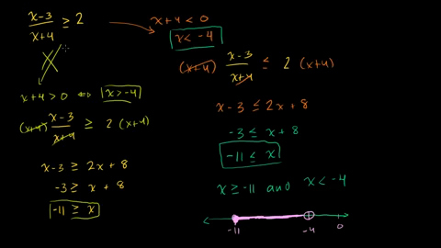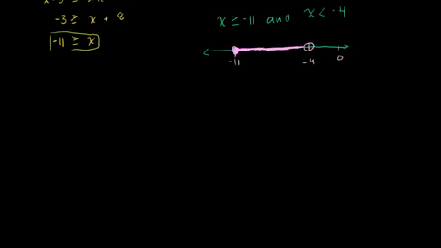Now let's do it the other way. Let's do it where we reason that the numerator and denominator both have to be positive or negative. Let's see if we can do the same problem that way. So let me rewrite it down here, maybe in a new color. Same problem: x minus 3 over x plus 4 is greater than or equal to 2.